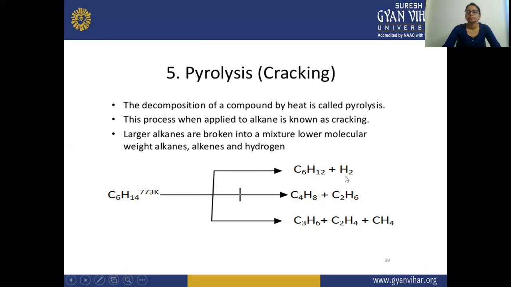You can see here this is your hydrogen. This is your alkene, and this is your alkane. So here alkane and hydrogen are formed from this larger alkane. That reaction is known as pyrolysis, or you can say cracking, because it is applied to alkane. That is why it is known as cracking.